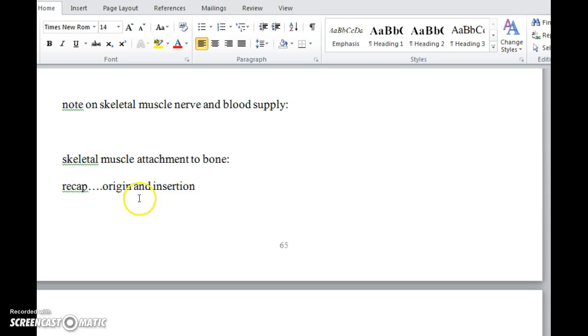All right, skeletal muscle attachment to bone. Recap, origin and insertion. If you don't remember what these terms mean, definitely write this down. Remember, the origin is the immovable attachment point. It doesn't move. The insertion is the movable attachment point. It does move.